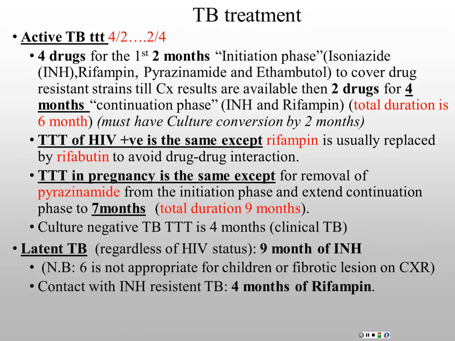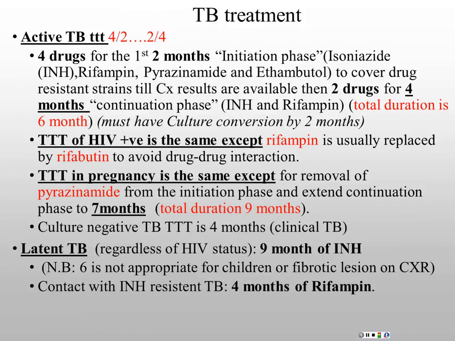Treatment in pregnancy, you have to know that it's different. So you will omit pyrazinamide from the initial phase. This will come as an MCQ. They will ask you which medication you will not start, which in this case will be pyrazinamide, and you have to know, because you started with less medicine, then the continuation phase, which is usually 4 months, will be extended to 7 months. So total duration of treatment in a pregnant woman will be a total of 9 months instead of 6 months.